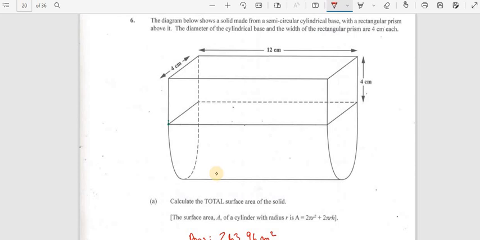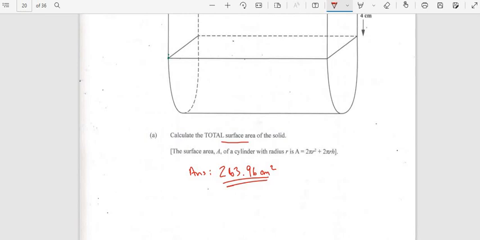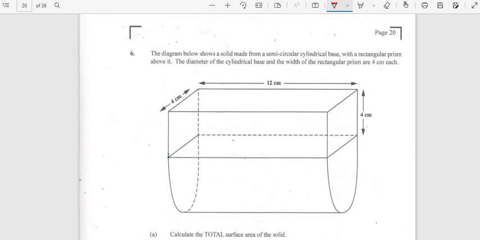In this video, we'll be looking at calculating the volume of a solid, particularly a prism. In the previous video, we looked at calculating the total surface area, and our solution was 263.96 square centimeters. And now we're looking at volume, which is in cubic centimeters for this question.